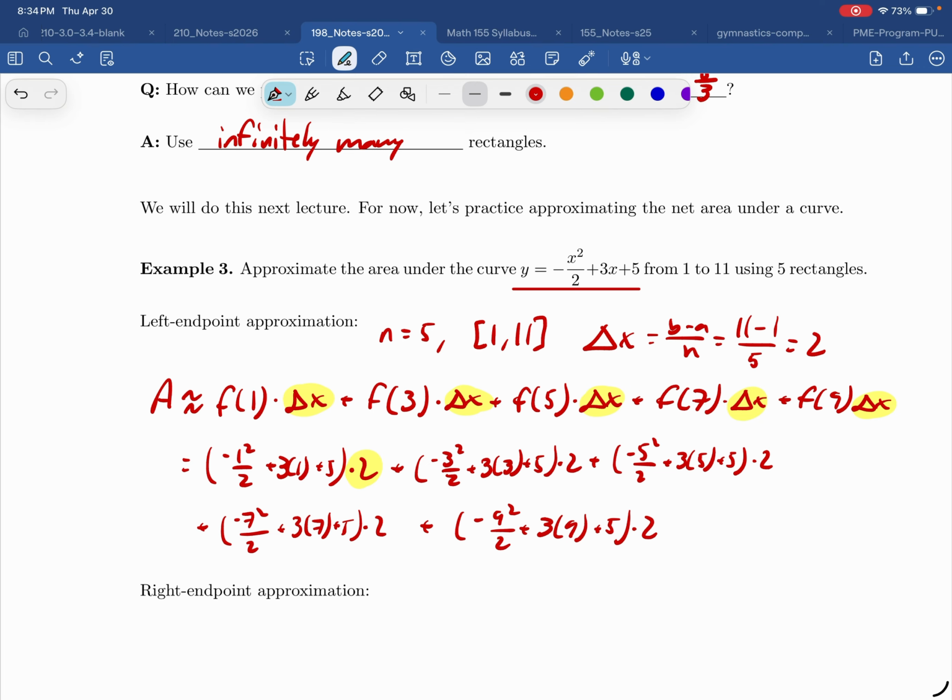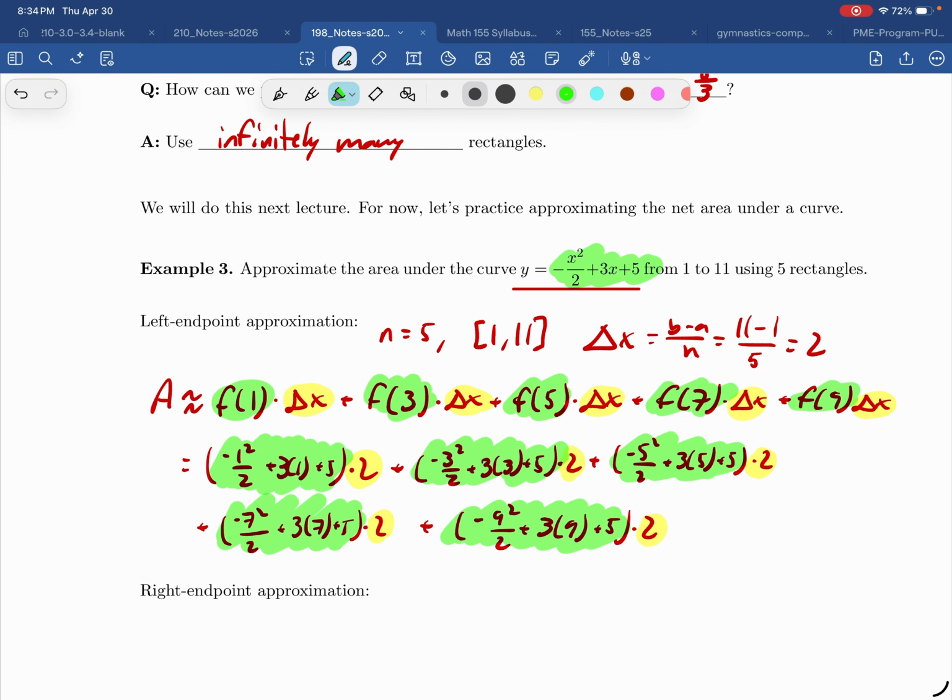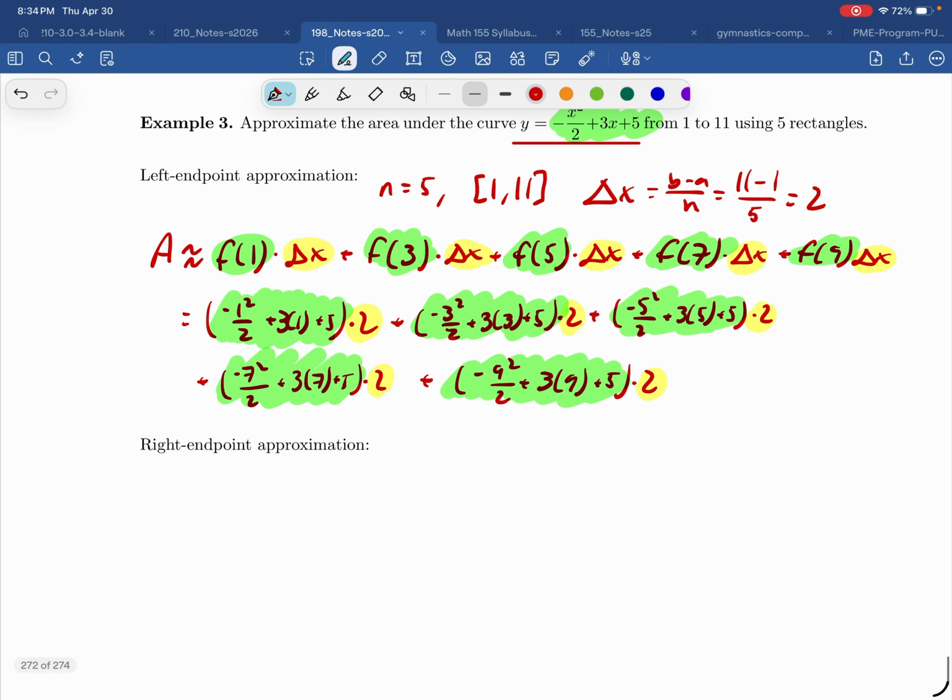And again, just pointing out, these 2's are all the same. They're all delta x's. And the f of 1 is this, I just plugged 1 into this. F of 3 is that, f of 5, that, 7, that, 9, that. And whatever that equals, we can put that into a calculator and get an answer. Now, what is the approximation using right-hand endpoints? Well, if you think about it, this is all going to be the same.